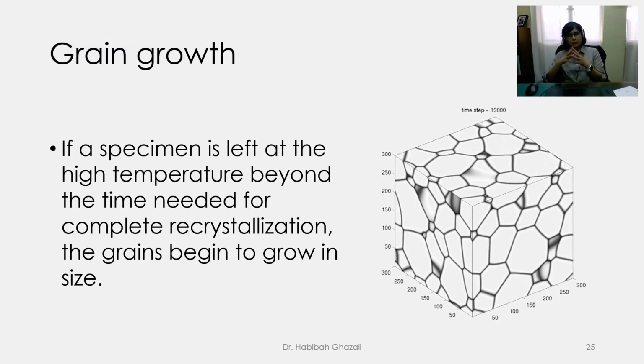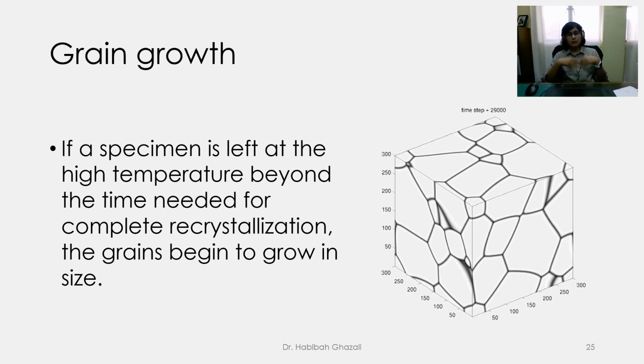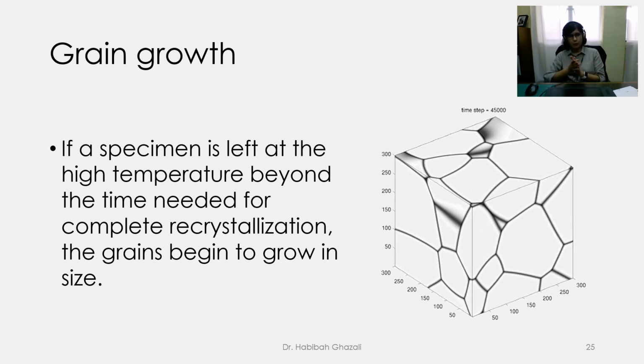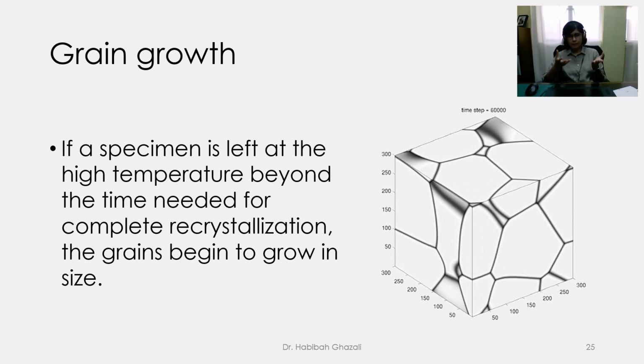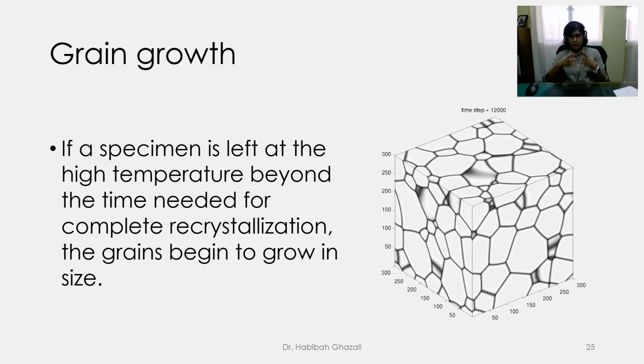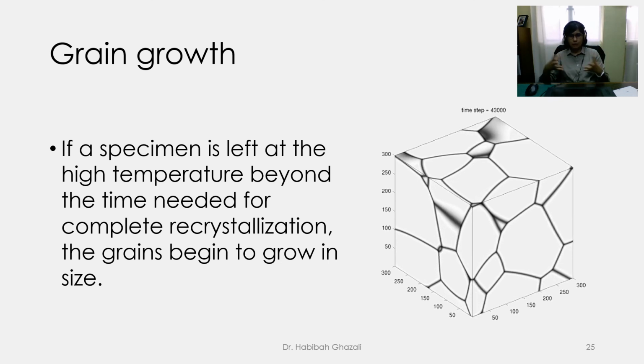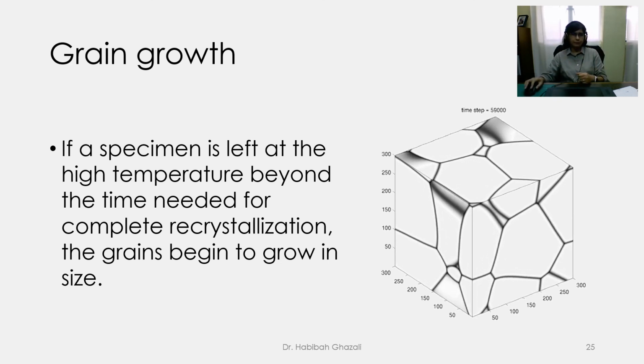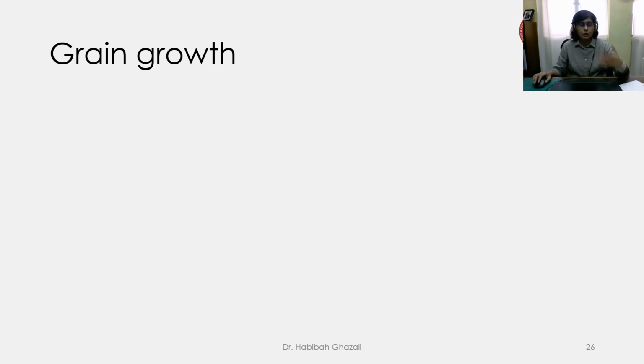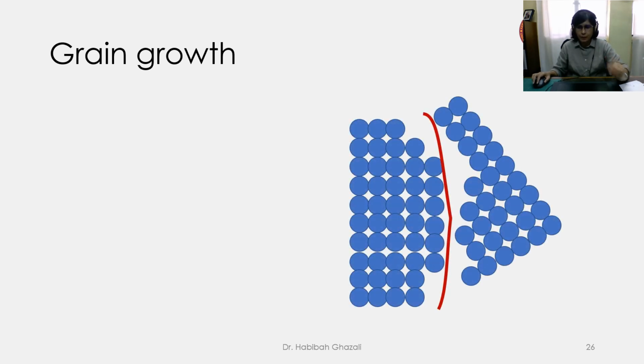So after the recrystallization process, if a specimen is left at a higher temperature beyond the time needed for complete recrystallization, the grain will begin to grow in size, because diffusion of atoms will keep going. So after the recrystallization process finishes, we have already recrystallized all of the grain. If we leave them at a higher temperature, the grain is going to grow bigger and bigger.